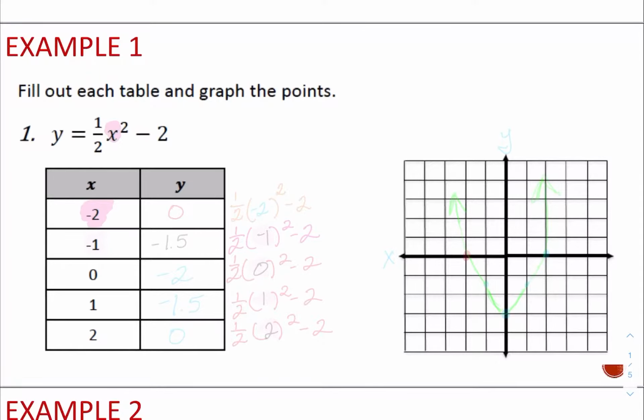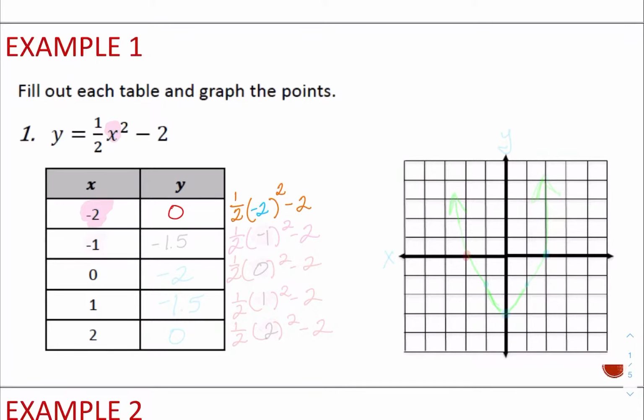So for our first x value, we have -2. If you rewrite the equation, remember to leave parentheses whenever you see an x. So I have 1/2 x squared minus 2, and then inside of the parentheses, I'm going to put the value of x that I'm given, which is -2. Once you input this into your calculator or do the mental math, you should get a corresponding y value of 0.